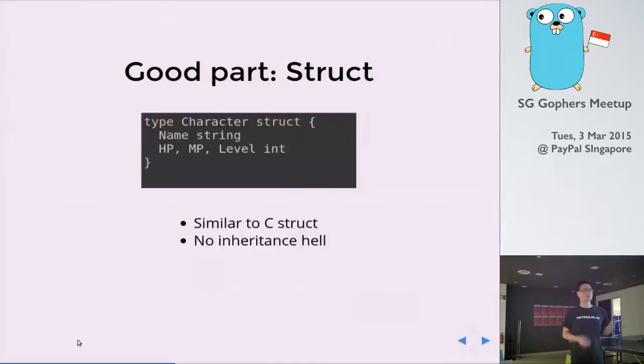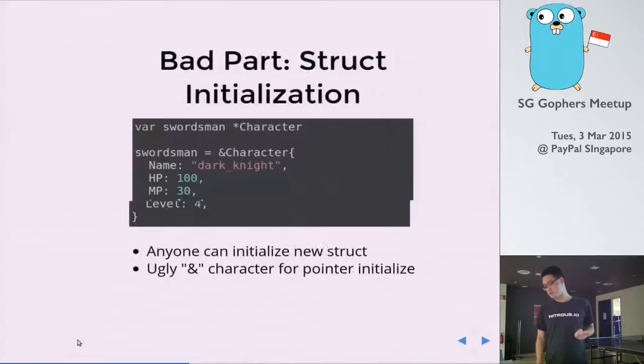So the first part of Go that I think is good is this basic building block, the struct. For those of you who know C, the struct in Go is pretty much the same as the C struct. You are just defining some fields, and there's no object-oriented programming in Go, so you don't need to worry about inheritance and stuff. All you have to do is just define some structs. I think that's the thing Go gets right, and that makes it simple.